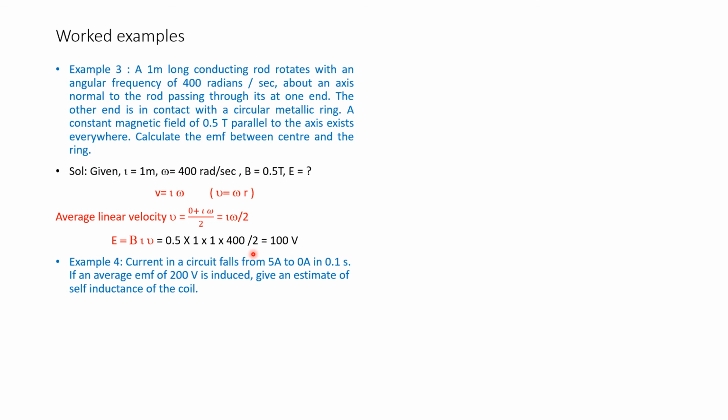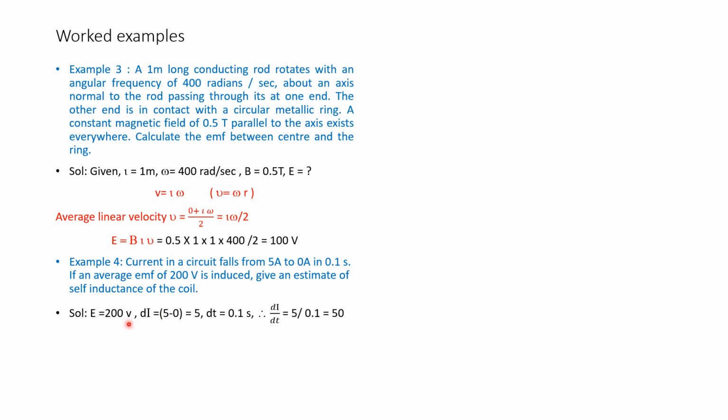Example number 4. Current in a circuit falls from 5 amps to 0 amps, that is, changing current from 5 to 0 in 0.1 second. If an average EMF of 200 volts is induced, give an estimate of the self inductance of the coil. That means here we have to find out the self inductance given di by dt, and the value of E is 200 volts.